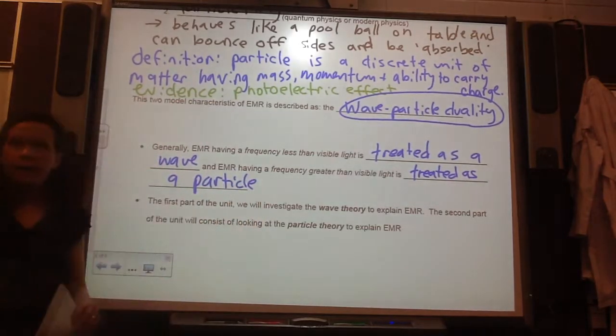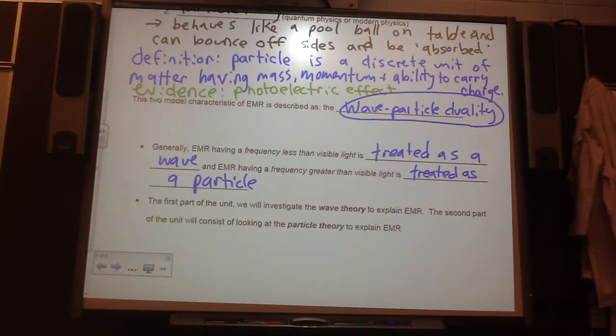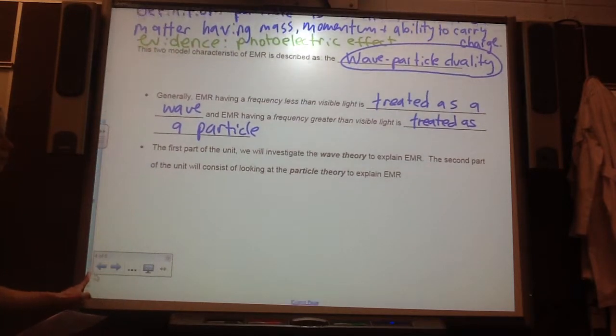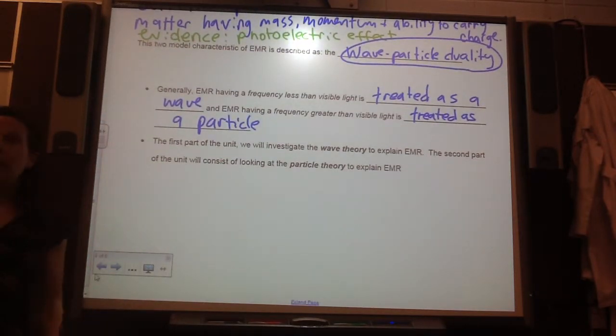That doesn't mean that they don't have wave and particle-like properties. It just means they behave more like a particle than a wave, or more like a wave than a particle. So when you're doing calculations, those assumptions would be helpful. So again, the first part of this unit, we're looking at wave. The second part, we're looking at particle.